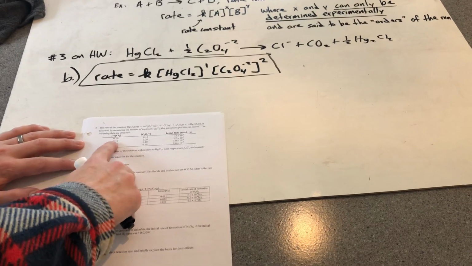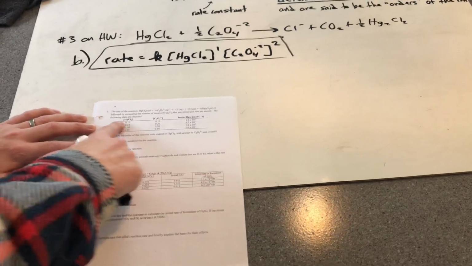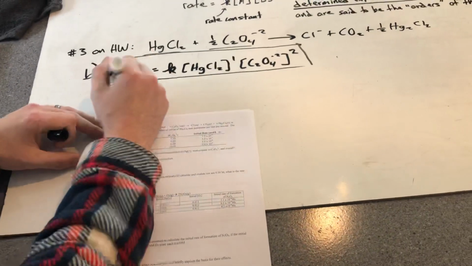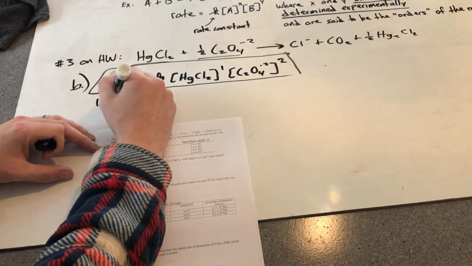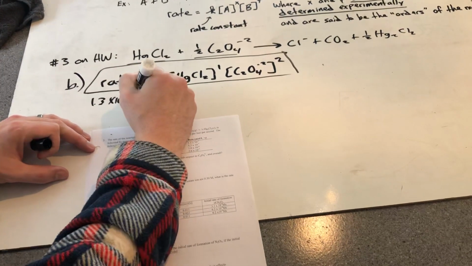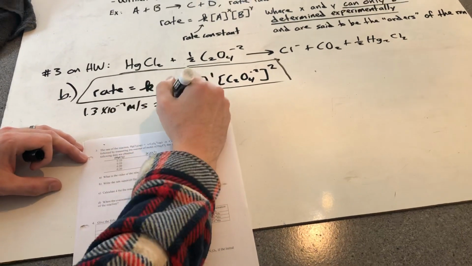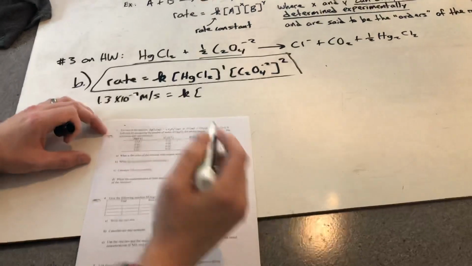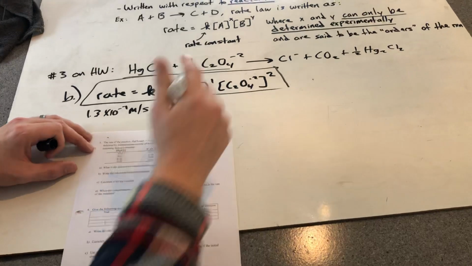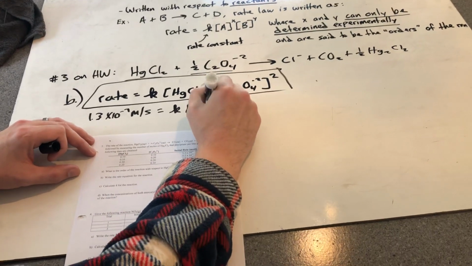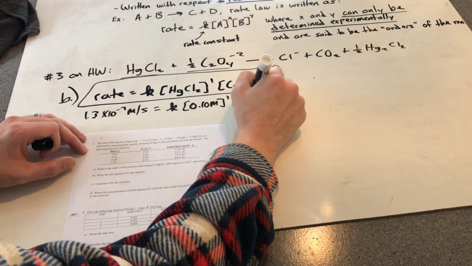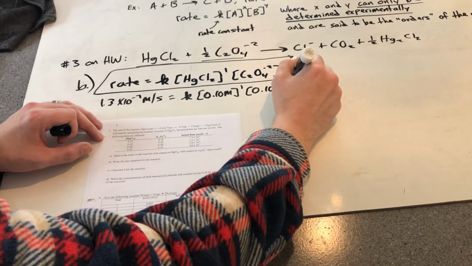You could use any of these experiments that you want, but I just use experiment 1 because it's the first experiment. So the rate we're going to choose is 1.3 times 10 to the minus 7 molar per second is equal to K times, remember, brackets mean concentration in molarity. So it's 0.10 molar to the first power, and then 0.10 molar to the second power.